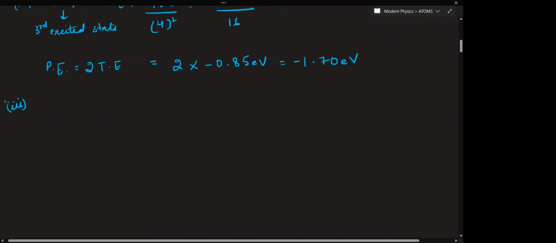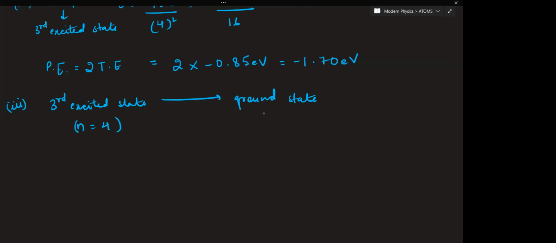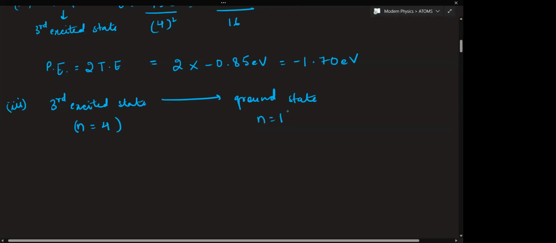So now it says that the electron is jumping to the ground state from the third excited state. So the third excited state is n equal to 4, and the ground state is n equal to 1. So the electron transition is occurring from n equal to 4 to n equal to 1.